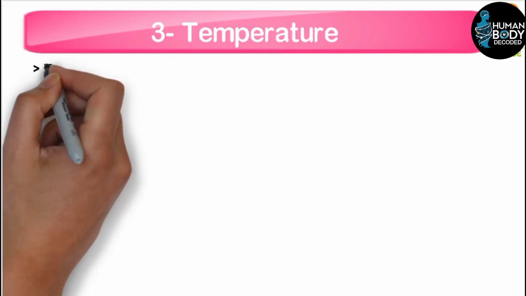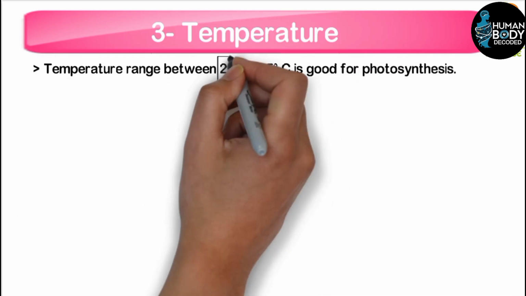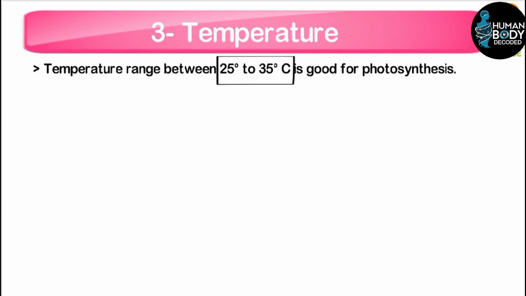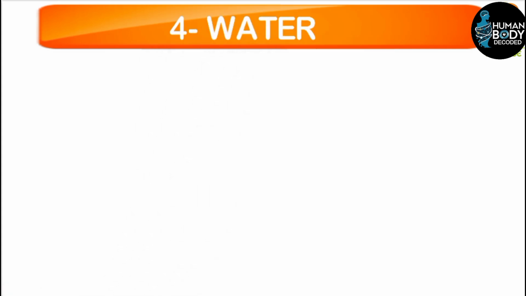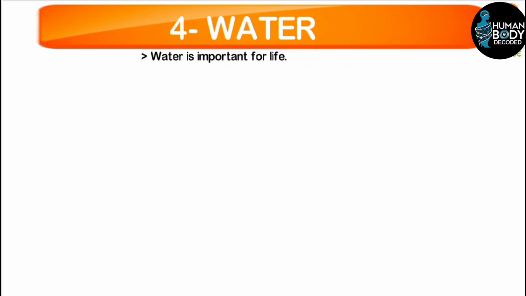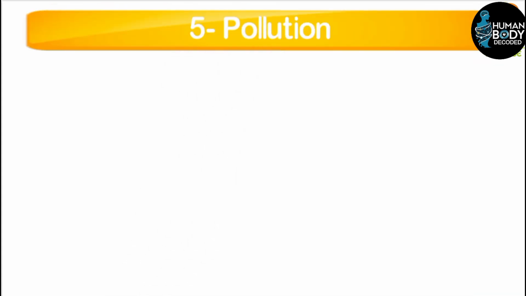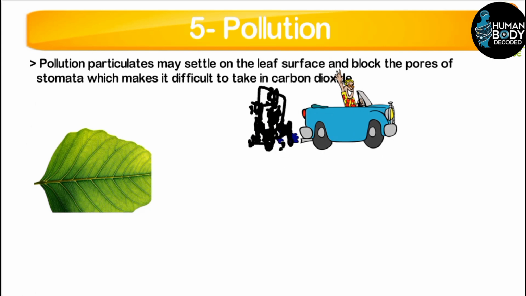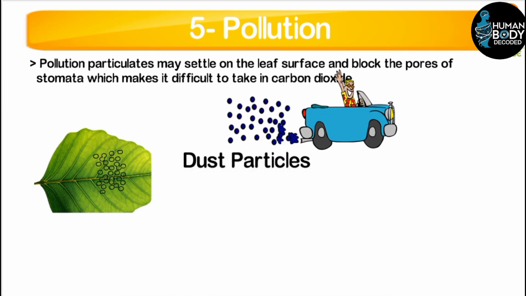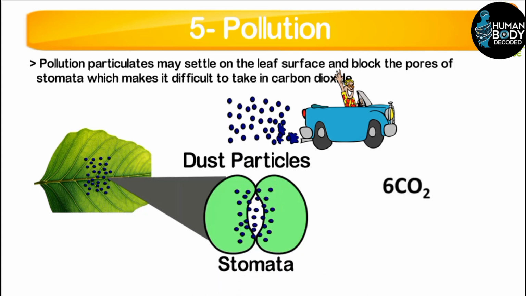3. Temperature. Optimal temperature for photosynthesis is between 25 degrees Celsius and 35 degrees Celsius, or 77 degrees Fahrenheit. 4. Water availability. Without water, plants cannot absorb carbon dioxide as the stomata pores remain closed. Water is essential for the photosynthesis reaction. 5. Pollution. Dust and smoke from pollution settle on leaves, blocking the stomata and hindering the intake of carbon dioxide, reducing the rate of photosynthesis.